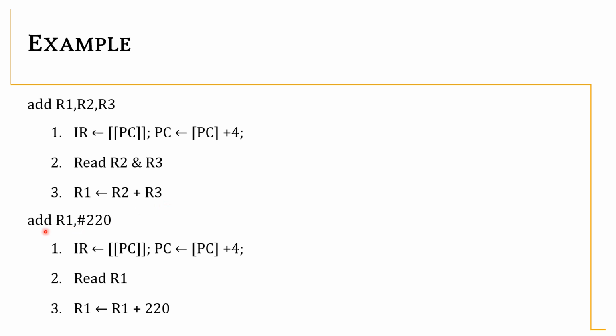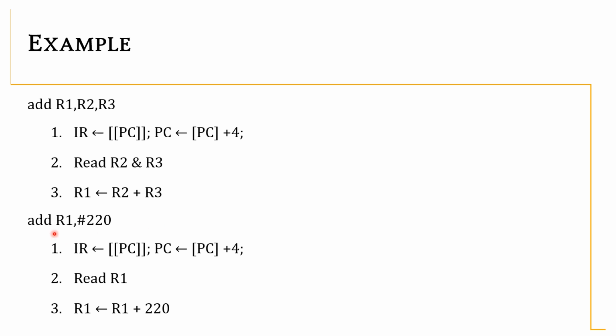Let's look at another example. Add R1, comma, hash 220. So when we look into this instruction, we know that it is in the immediate mode. The address of this instruction is taken from the program counter. The instruction is loaded into the instruction register, and by that time the program counter is incremented by 4, which points to the next instruction.